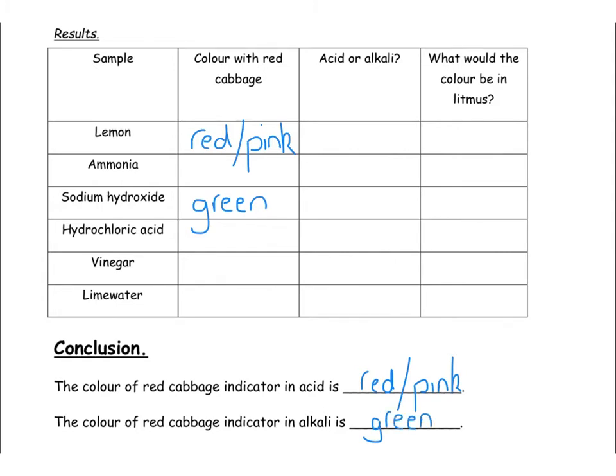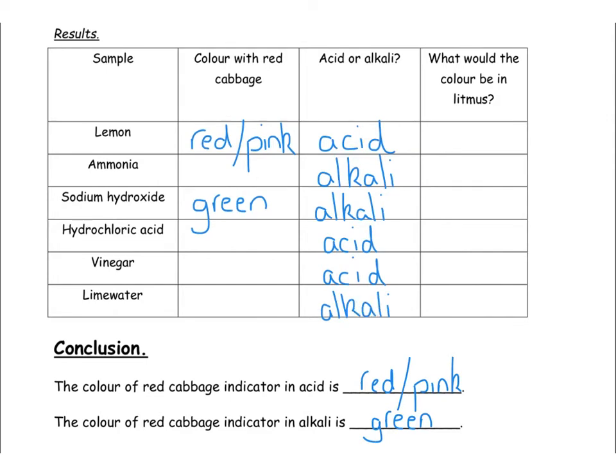Now I can go through my samples and decide according to this colour change whether they are acidic or alkaline. So our lemon is definitely an acid, ammonia is an alkali, sodium hydroxide is an alkali, hydrochloric acid is an acid, as is vinegar, and lime water is an alkali. Now think back to your litmus last week, pause the video, fill in the colour these samples would have turned with litmus, come back and check that you've done it correctly.